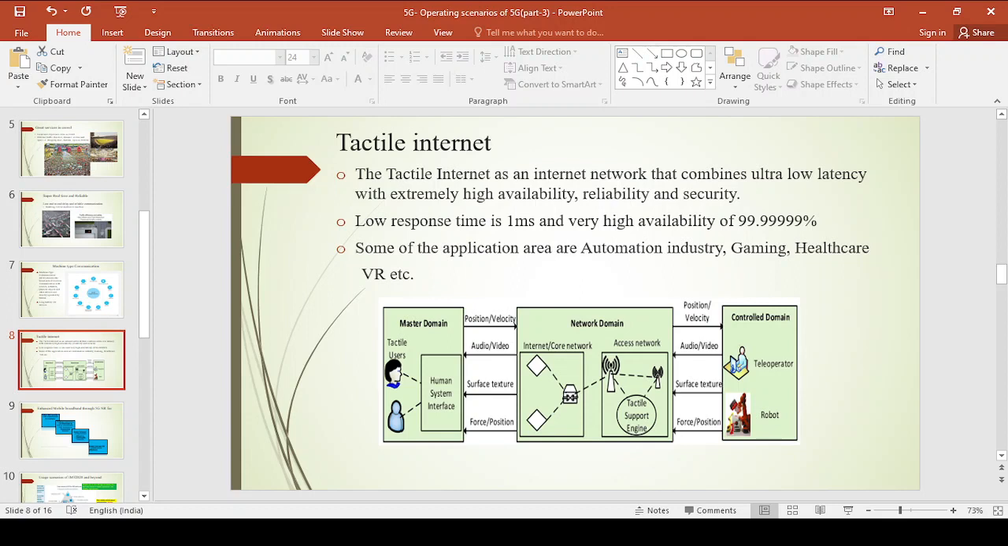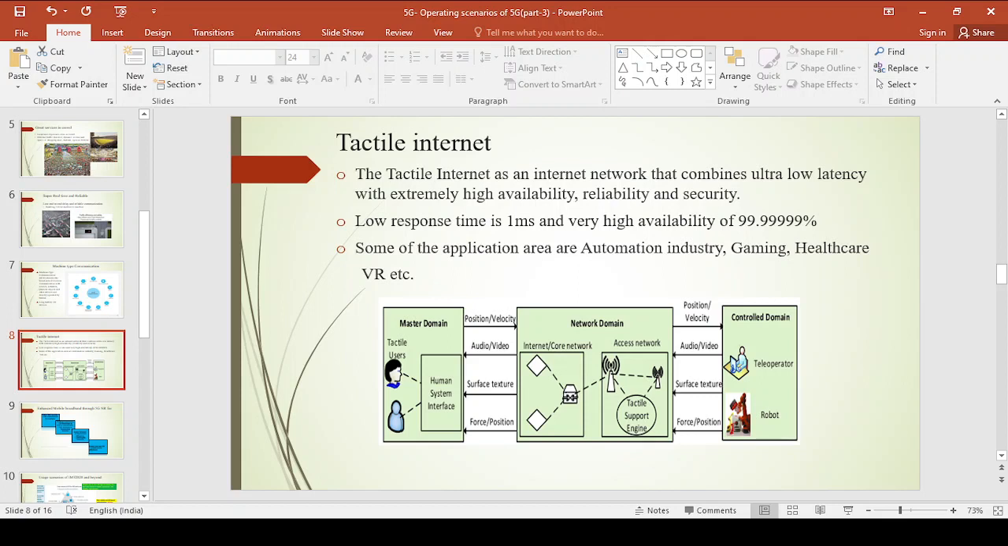Under master domain we have tactile users. That means the users who want to access the internet, those are under your master domain. Under network domain, we have internet network and access network. Under access network we have the tactile support engine, through which you can provide very little delay time, and through this tactile support engine we can control devices in real time.